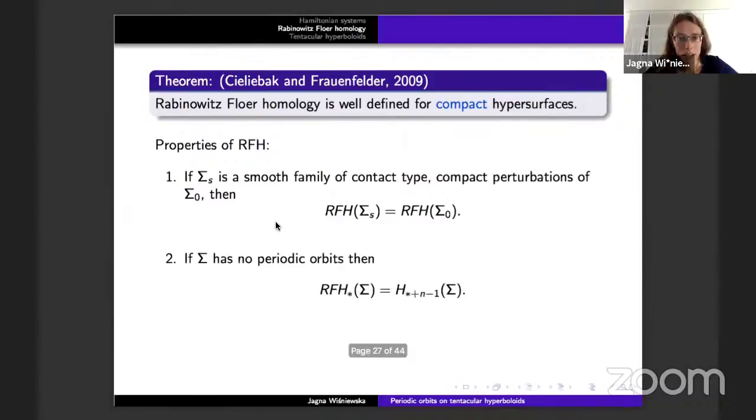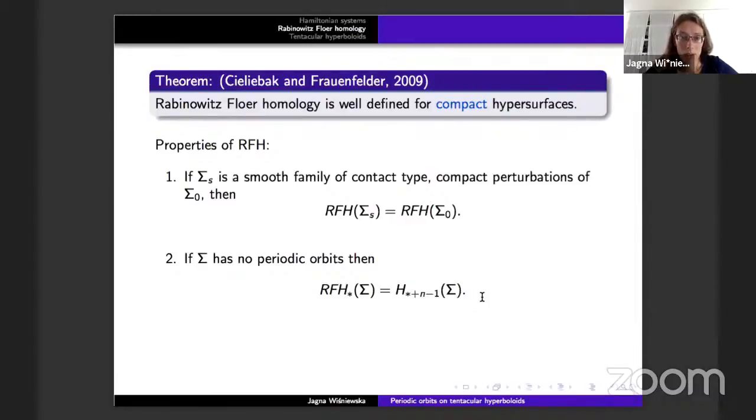The other property is very easy to spot. So if you recall the picture of the critical set, well, if we have no periodic orbits at all, then the only component of the critical set is going to be the hypersurface itself. And the cascades are going to be just the gradient flow lines on this hypersurface. That means that our Rabinowitz-Floer homology in that case is going to be equal to the singular homology of sigma with a shift, which is due to some kind of shift in grading.